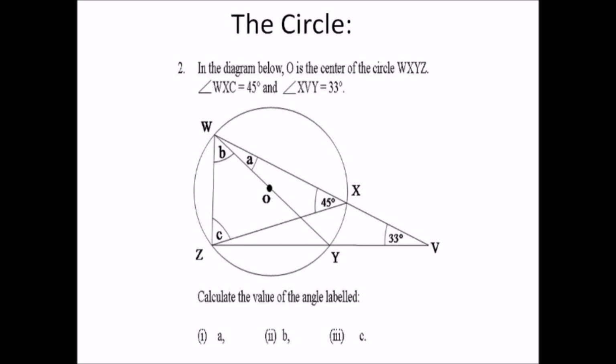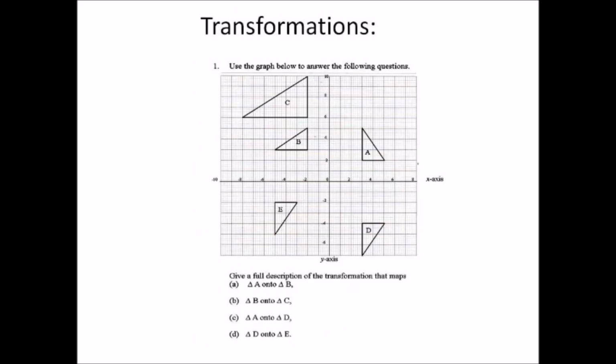Got it? Done? And here we go for transformation, guys. You have the diagrams there and you have to give a full description of the transformation that maps triangle A onto triangle B, triangle B onto triangle C, triangle A onto triangle D, and triangle D onto triangle E. Remember, when they say a full description, there is a way that you have to word it. If it's a reflection, a rotation, a translation, or an enlargement or dilation, there's a certain way to write it. So you have to know how to do that, guys, in order to work transformations.